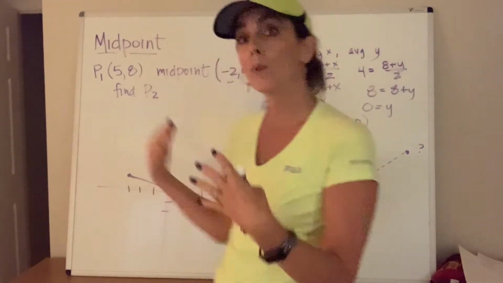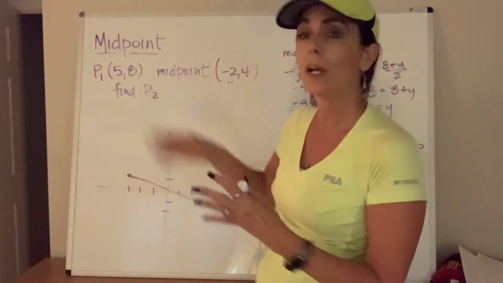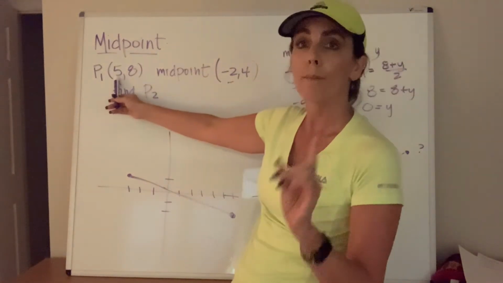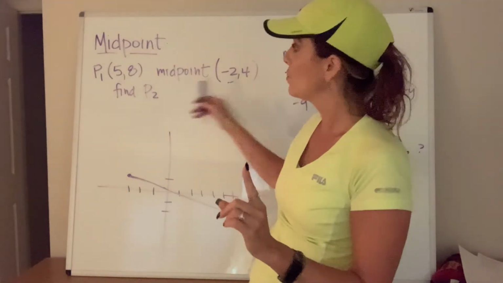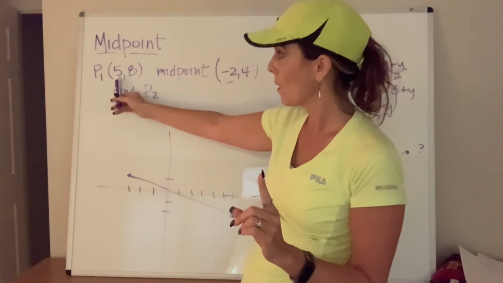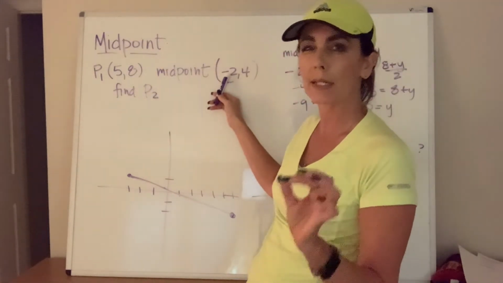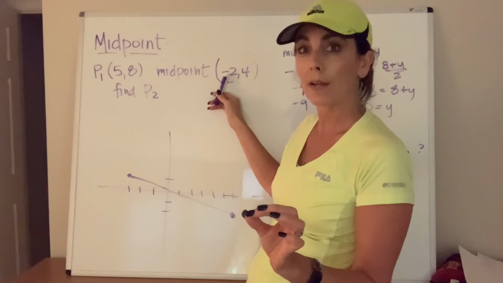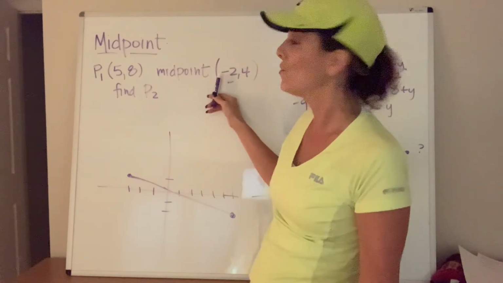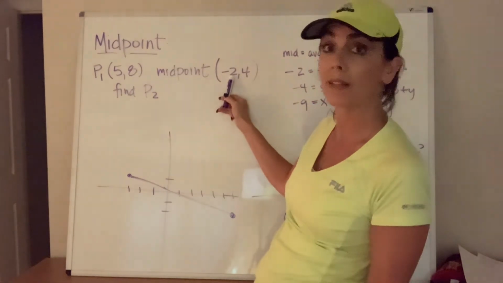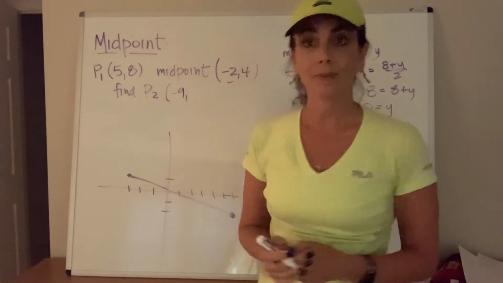Okay, so we can kind of use that mindset with these values. I have started at one endpoint and I've gone to the midpoint. So if I'm looking at my x values, if I start at 5 and I go to -2, that's really subtracting 7, right? Okay, so now to get to my other endpoint, I've got to do that again. So I'm going to subtract 7 from this -2. That's going to get me -9.